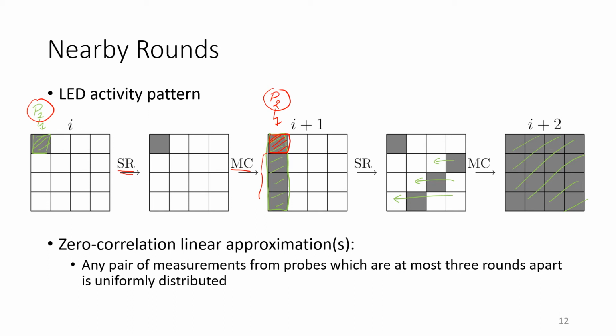And the same happens for any other cell the adversary can probe in round I+1 or even in round I+2. While it's not shown on the slide, the same will apply for round I+3 as well. So if you place the probe P2 here, then again you find a zero correlation approximation. So what we show in short is that our masked LED for nearby rounds is still perfectly secure.